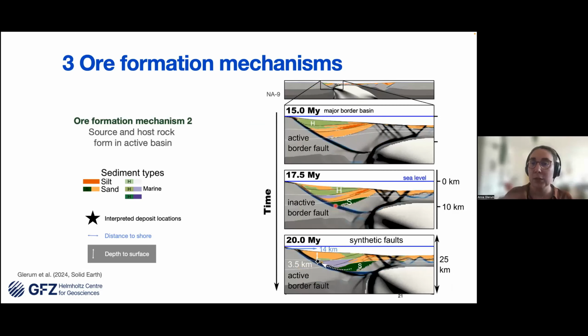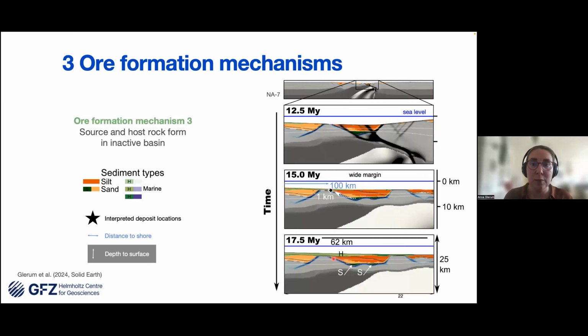Now, in analyzing all the simulations, we came across 2 other mechanisms. So mechanism 2 is a scenario where the source and the host rock both form in the border basin, and it's actually the border fault that connects the 2, provides the focusing pathways. And here, the window for mineralization is constrained by the activity of the border fault, but as you can see, also by the burial of the host rock, moving it out of the temperature window.